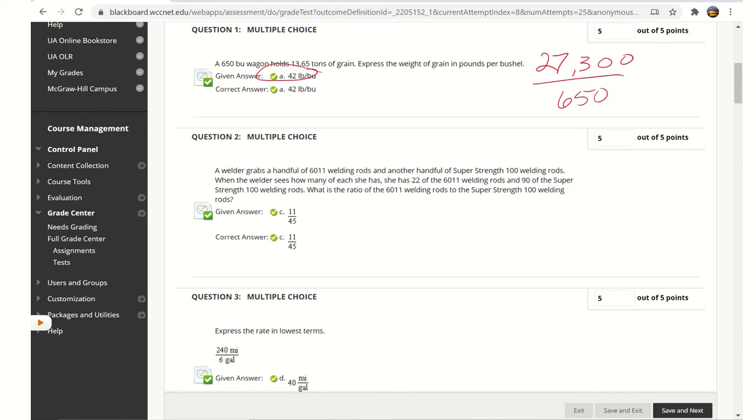On the second one, a welder grabs a handful of rods. Initially, she grabs 22, and then she grabs 90, and the ratio of welding rod 6011 to the super strength 100, or the ratio of the 6011 to the super strength. So the 6011 is the number on top, and that would be 22. The number on the bottom is going to be the super strength 100, which is 90. If you divide both those by 2, that would give you 11 over 45.